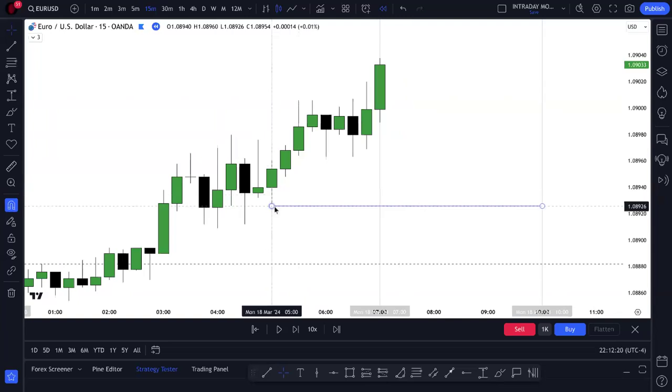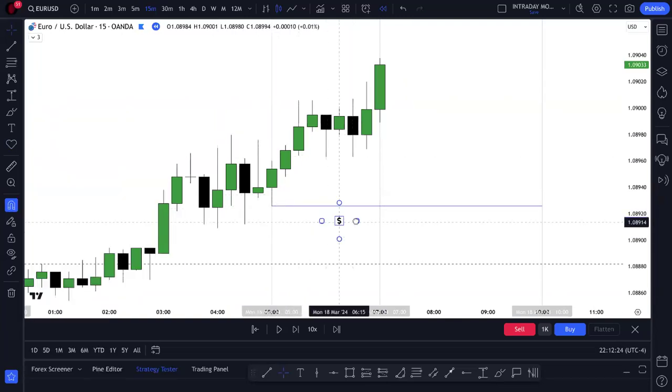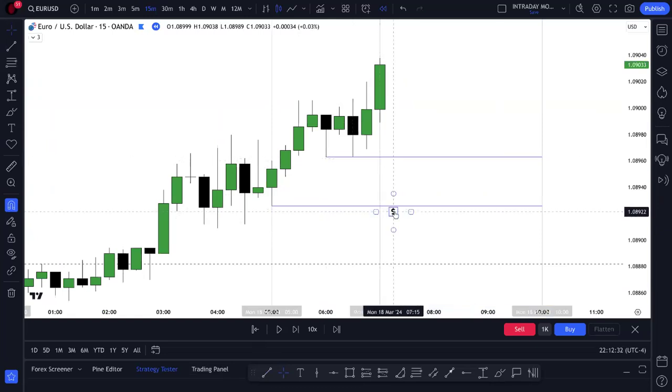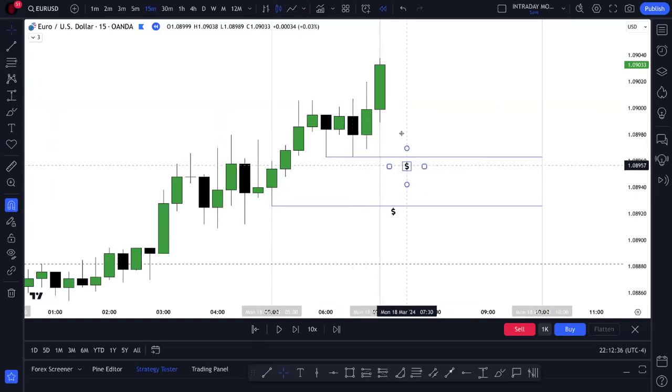So that's sell side liquidity. Let's mark that off. So we'll just put a dollar sign underneath it. Sell side liquidity. Do we have any other more? We have this one here. We have this one here. We're not going to mark it off because it's relatively equal. It's not broken, but it's relatively equal. So we got one there.